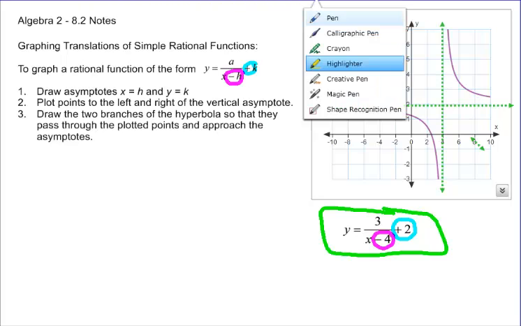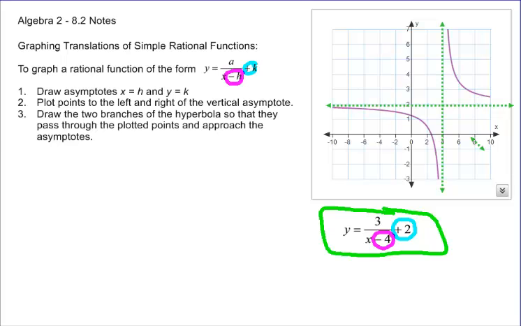So for this particular guy, when I pick my x and y points, I would put that 4 in the middle. So I would pick 1, 2, and 3. And then at 4, I'm undefined. So then I'm going to pick 5, 6, and 7. And if I'm picking my x value, then I'm going to find my matching y value. So to set up the old-fashioned t-chart, y is equal to 3 over x minus 4 plus 2.